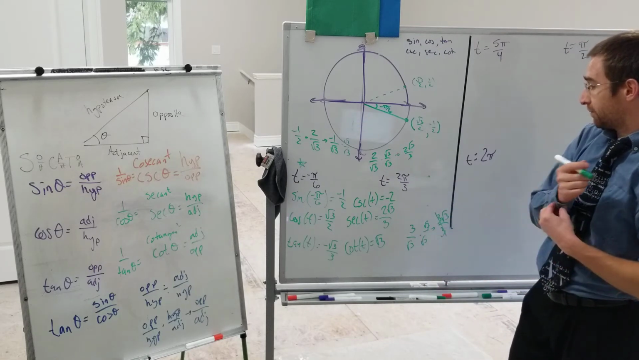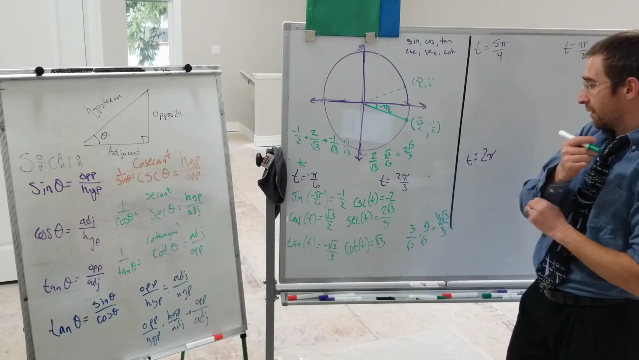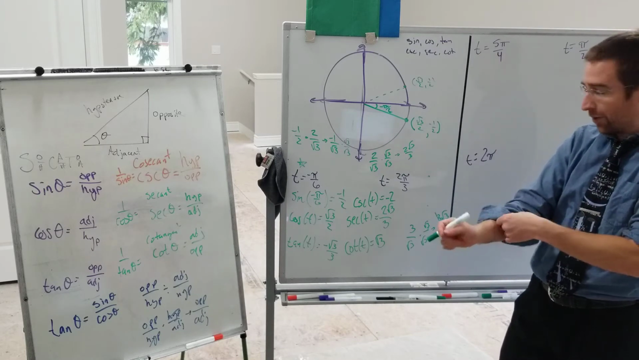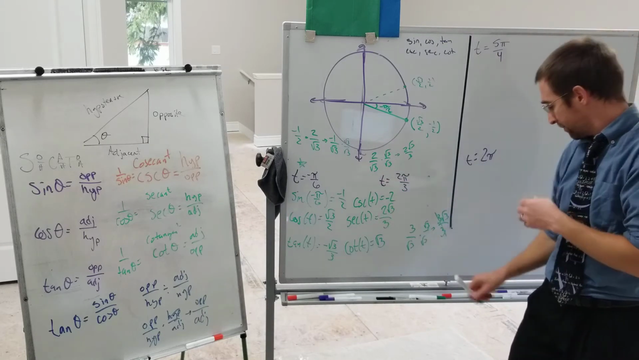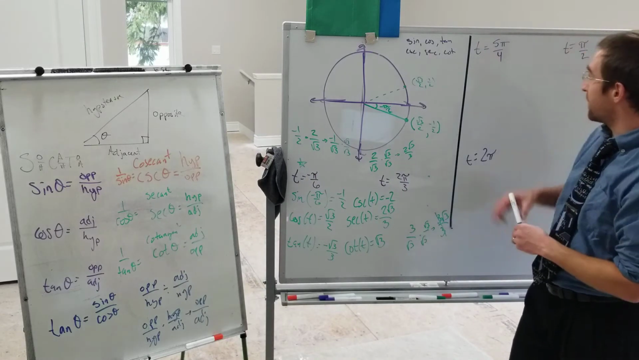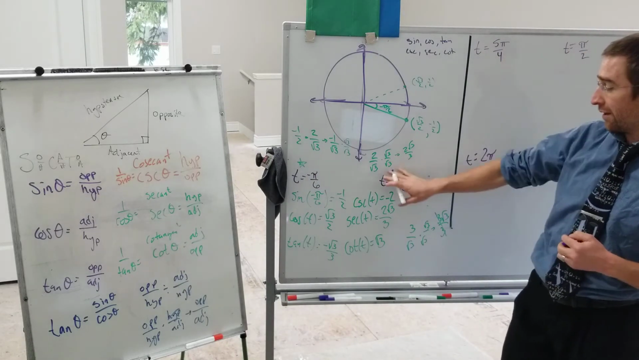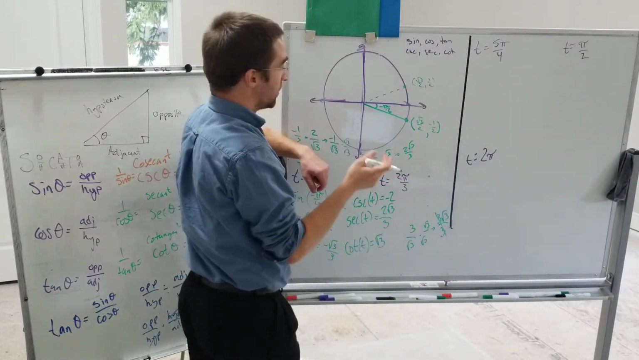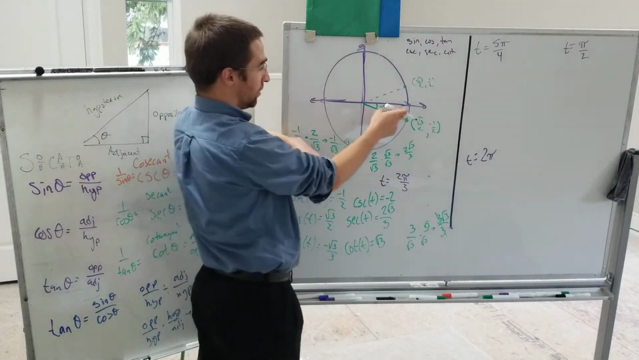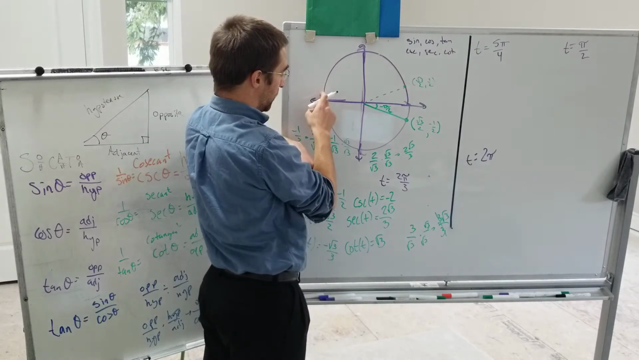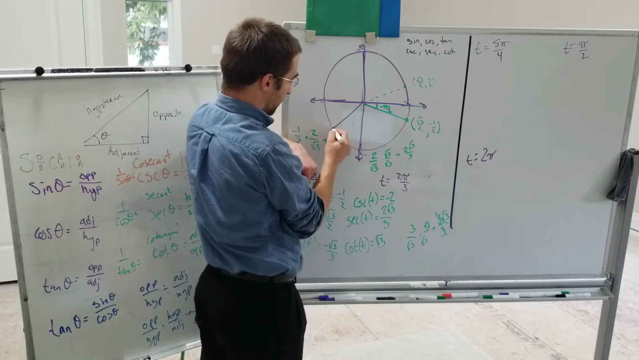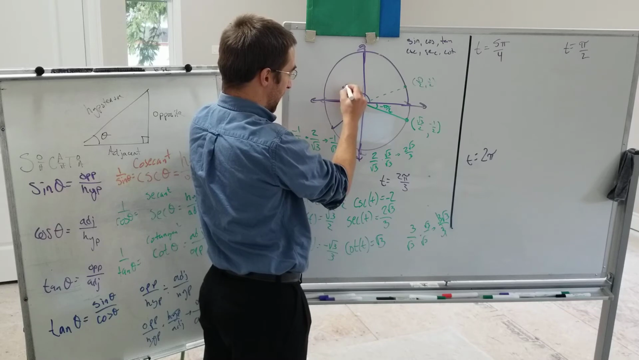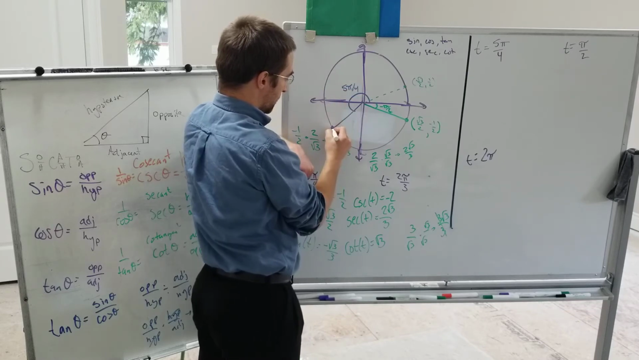Alright. So for 2 pi over 3, let's do that. Actually, let's jump up here to 5 pi over 4, and then I'll come back and erase this. So 5 pi over 4, I'm going to find that on the unit circle. We have to go 4 pi over 4, and then another pi over 4. So this is 5 pi over 4.